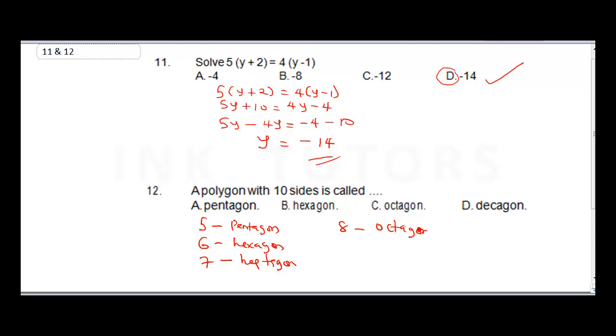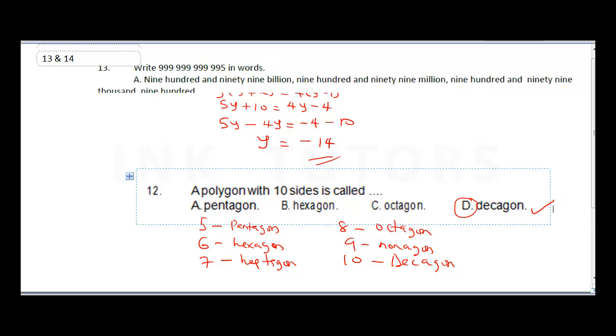Okay, now, for an 8 side polygon, it's called what? Octagon. For a 9 side polygon is called what? Nonagon. Now, for a 10 side polygon is called what? Decagon. Now, you can guess our answer. It's D, and this is the correct answer. Okay, so that will take us to question 13.